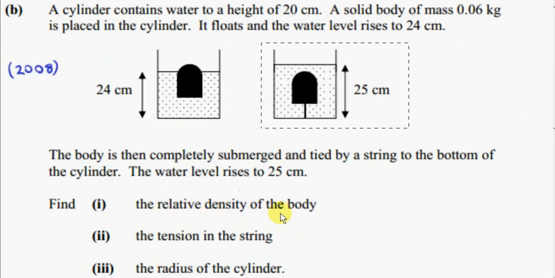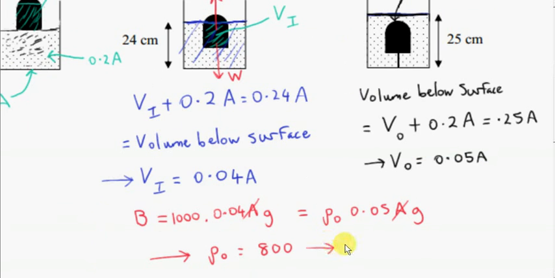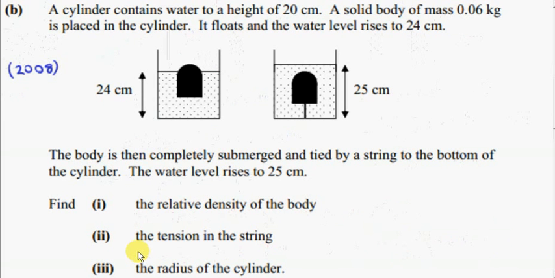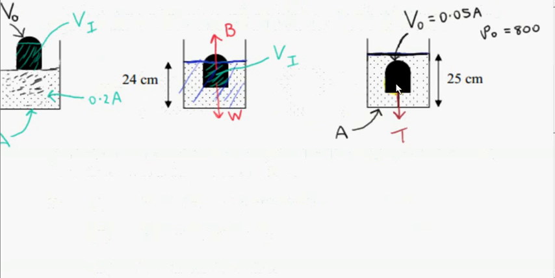Now in question 1 we want the relative density of the body. The letter S is often used to stand for relative density. Well, that's just the density divided by 1000, which is 0.8. It has no units. In the next question we want the tension in the string, so we have to look at the forces acting on the object when it's tied to the base of the cylinder. The string is attached to the base, so it exerts a force on the object away from the point of attachment along the string, so it's vertically down.